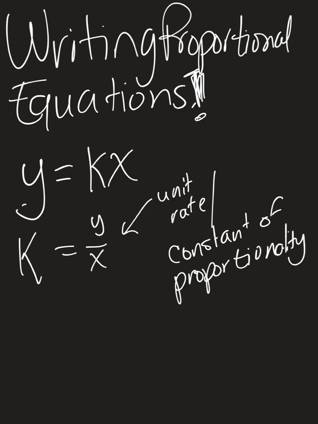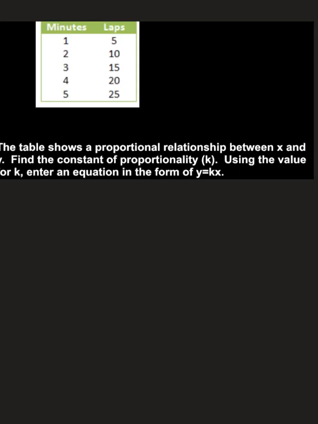Sometimes you'll see different letters from y and x based on a specific situation, and we'll take a look at that in a couple examples. One example we have here is a table. It shows a proportional relationship. You're being told it's proportional.